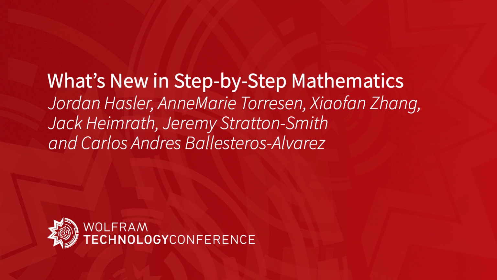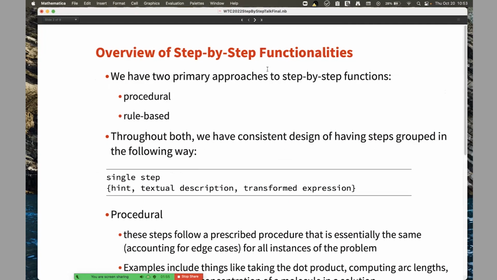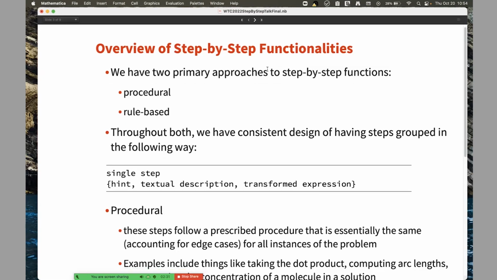As an overview of the Wolfram Alpha step-by-step functionalities, we have broken our approaches into two different procedures. The first and easiest to write step-by-step code is for procedural processes. This is anything like taking a dot product, figuring out linear independence, computing an arc length, something where there's essentially one or more procedures that are rote, and you do those and you get an answer.